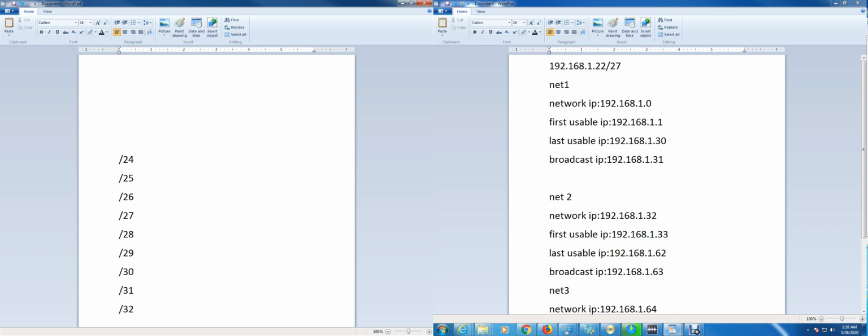And then 32, which is our magical number, from the CIDR of 27 gets put down to network 2 as a network IP. And then 1 higher is the first usable, which is 192.168.1.33. 30 of them later is 192.168.1.62, and then 1 higher than the last usable is 192.168.1.63, which is your broadcast. Moving on to network 3.